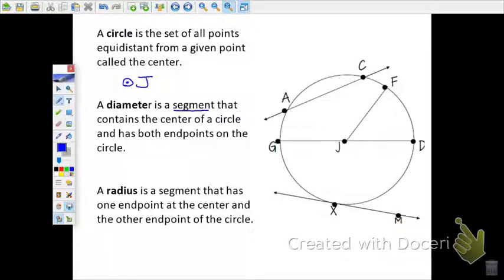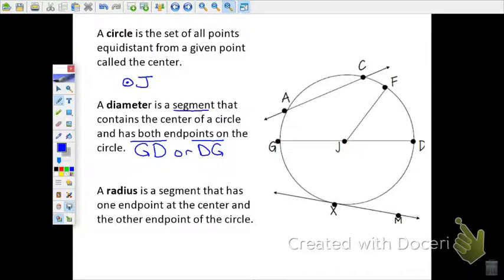So to name that diameter, we're naming a segment. We know to name a segment, we use the two endpoints. So the two endpoints that we have are the letters G and D. We have the segment bar across the top. We could switch the two letters around. Order does not matter. So we could also name it segment DG if we wanted to. So that's our diameter. Next thing we're looking at is radius.